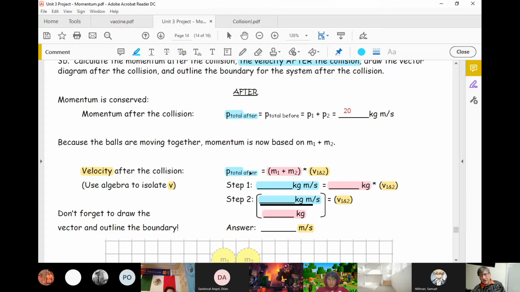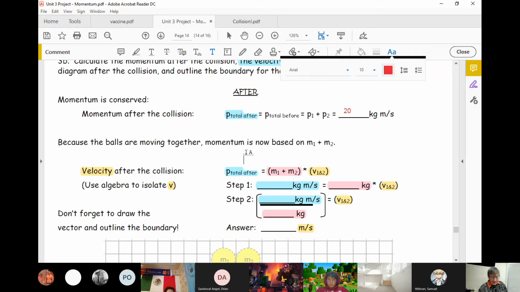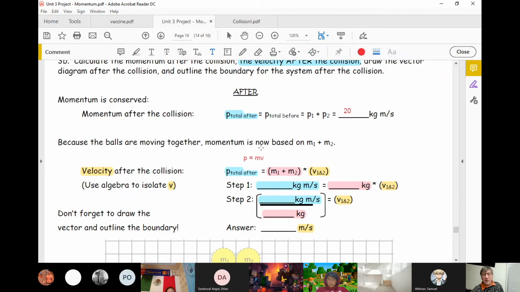We know this equation, P equals mv. This is just a simplified way of writing it. P equals mv, right? P is right there. P total after, that's P. I'm just going to draw it. P is right there, M is right there, and V is over here.